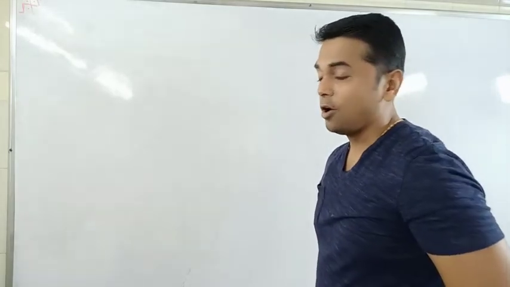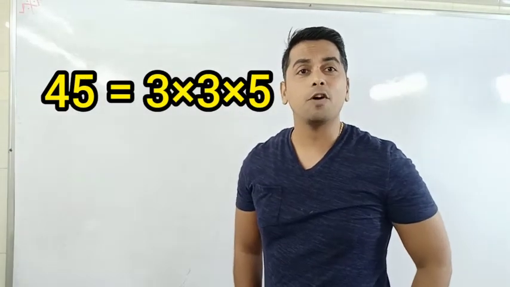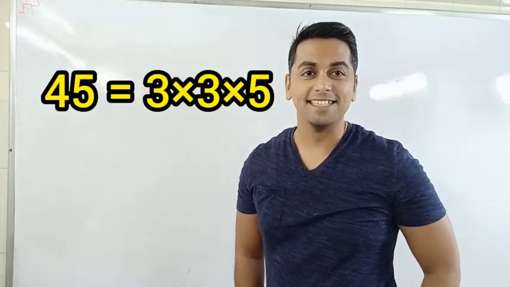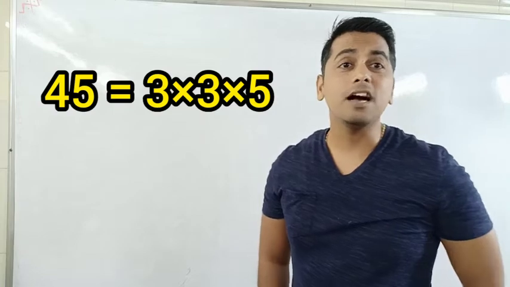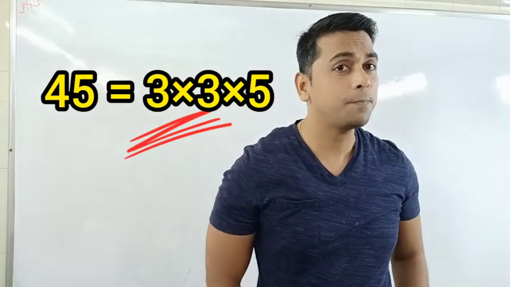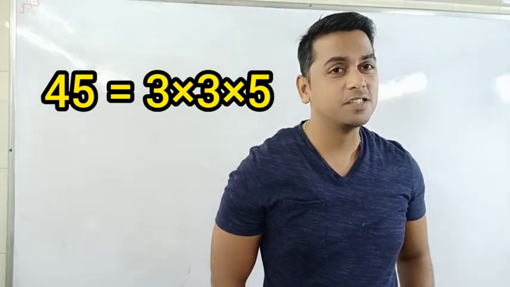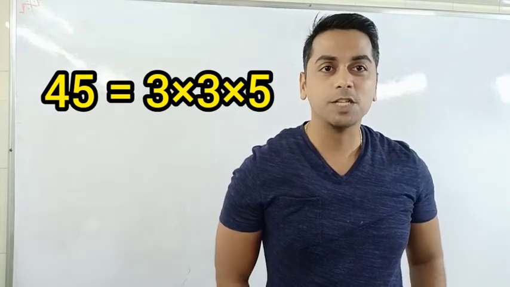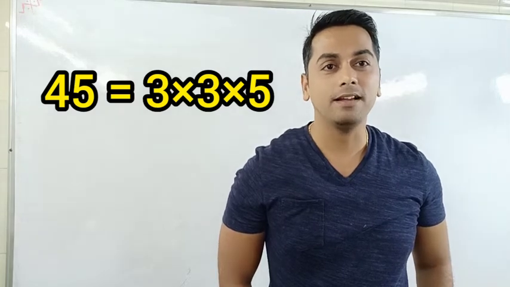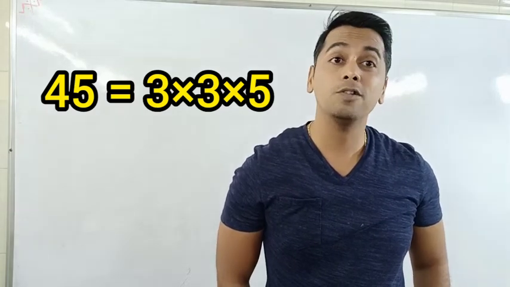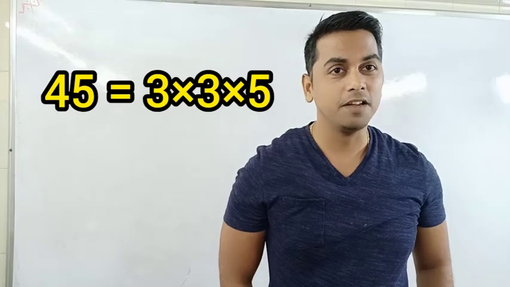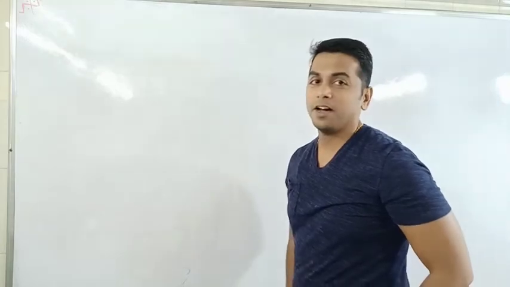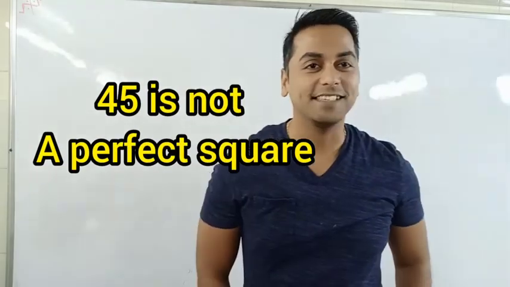Let's take an example of 45. The factors of 45 are 3 into 3 into 5. Yes, you can see here 3 occurs 2 times. That is, 3 is paired, but 5 occurs only 1 time. It is not paired. But for being a perfect square, all factors should be paired. If 3 is paired, 5 also should be paired. As 5 is not paired, the answer is that 45 is not a perfect square.